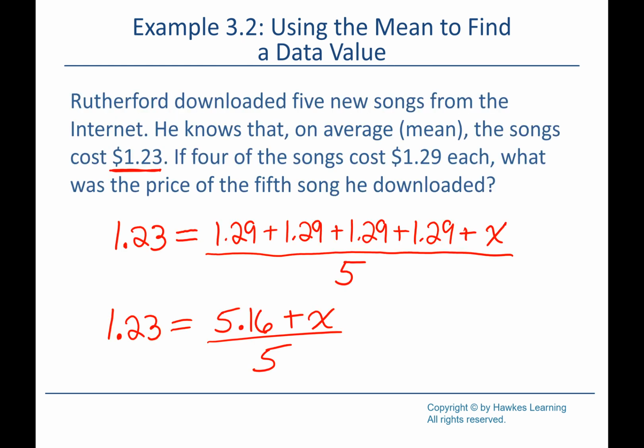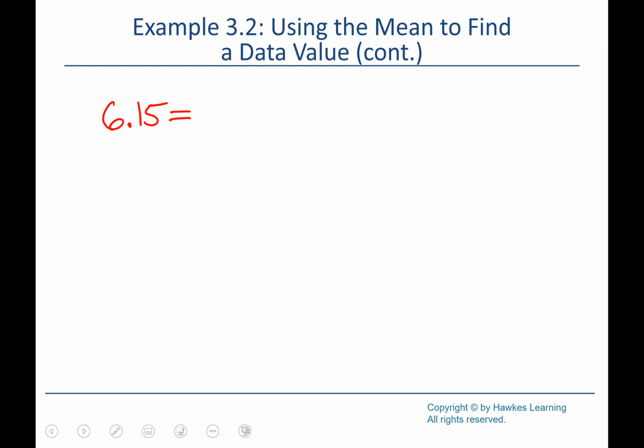When we're multiplying both sides by 5, that's what we're doing. When we do that on the right side, our 5's cancel, and so that will leave us with $5.16 plus X on this other side. We want to get X by itself, so we subtract $5.16 from both sides.